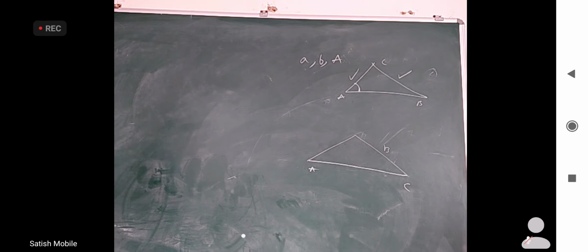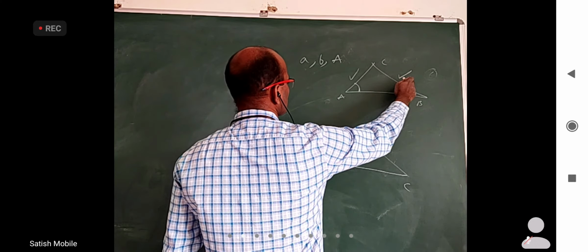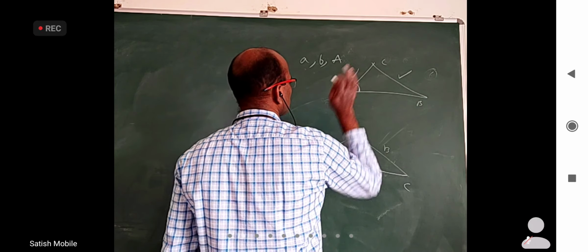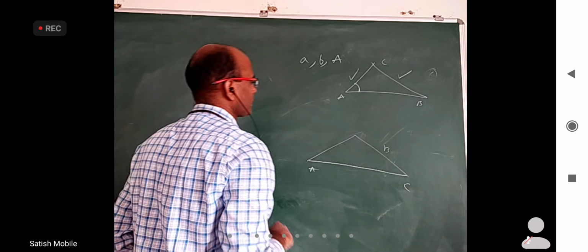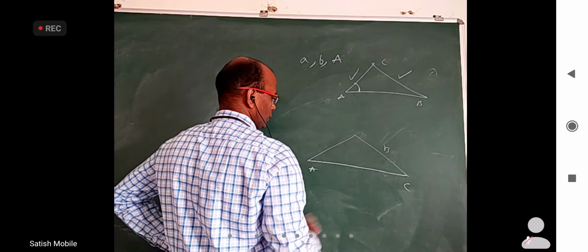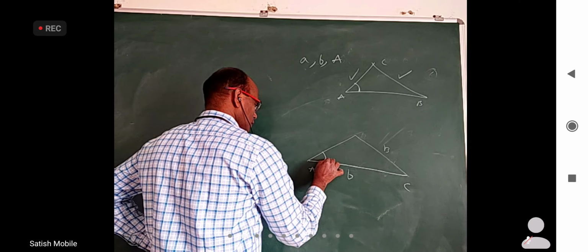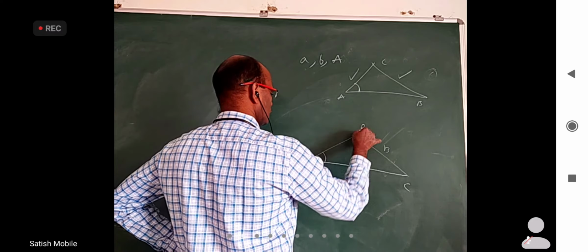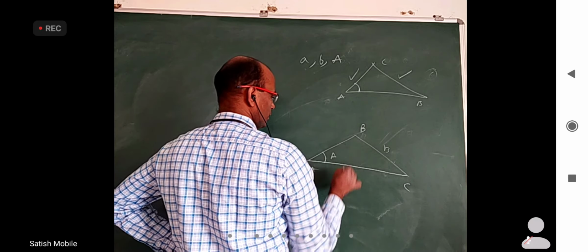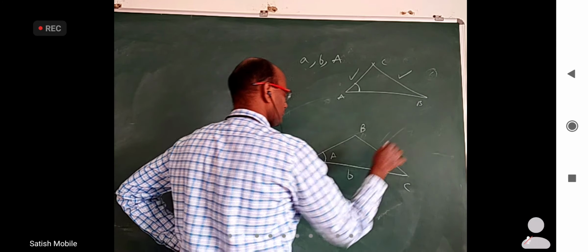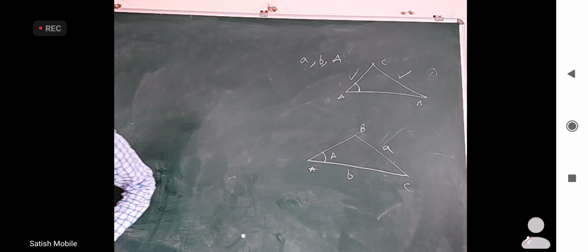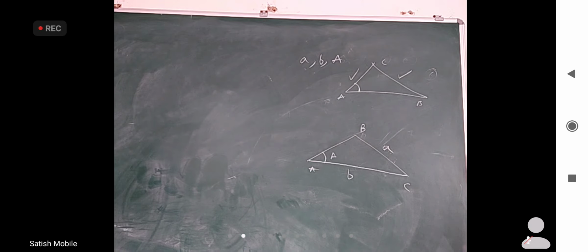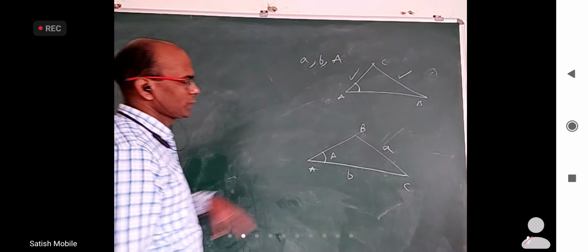AB and angle A I want. Small a, small b and angle A. Small a is this, small b is this, and angle A is this. Good. This is small b. This is B here. So this is angle A. This is small a. So now I have to construct this.